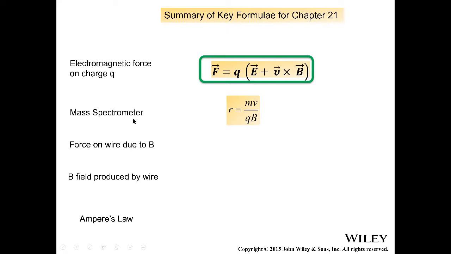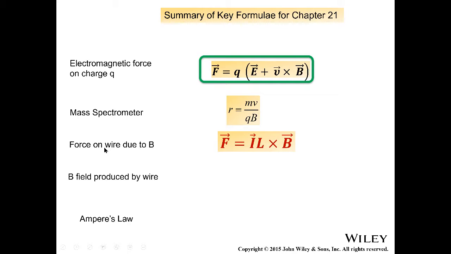And this is the radius for either alpha or beta. If you know the velocity, you can identify the mass of this particle, which is how they determined that it was the electron.